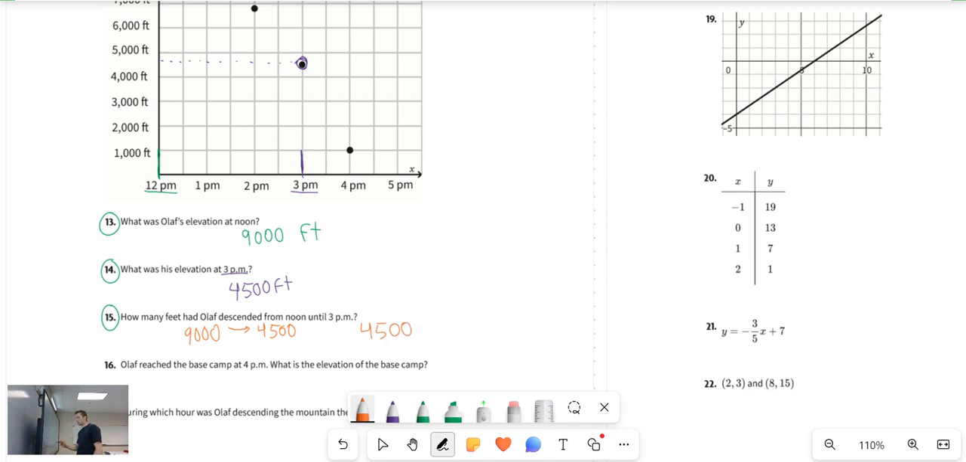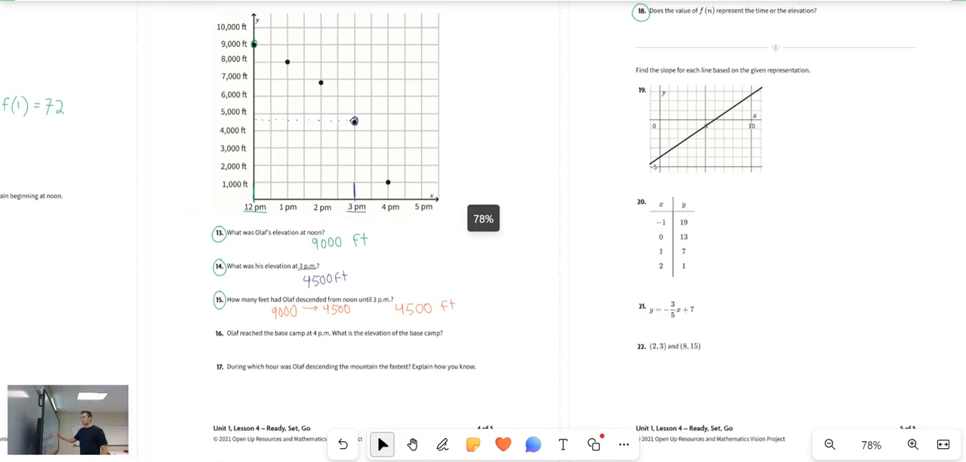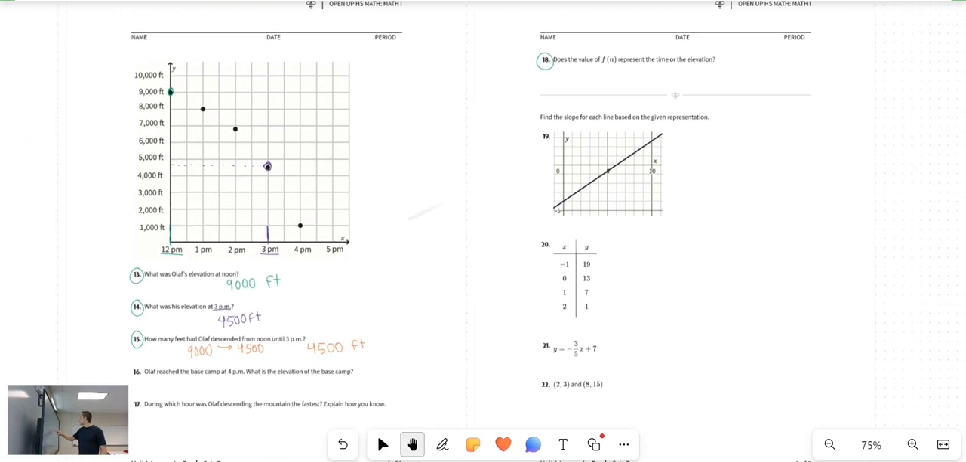So the answer for 15, how many feet? It's 4,500 feet. So actually our answers to 14 and 15 are the same, but for 14, that's his elevation at 3 p.m. And for 15, that's how many feet of elevation he had descended in 3 hours. So same answer, but with different meanings. So that's important to take note of as well.